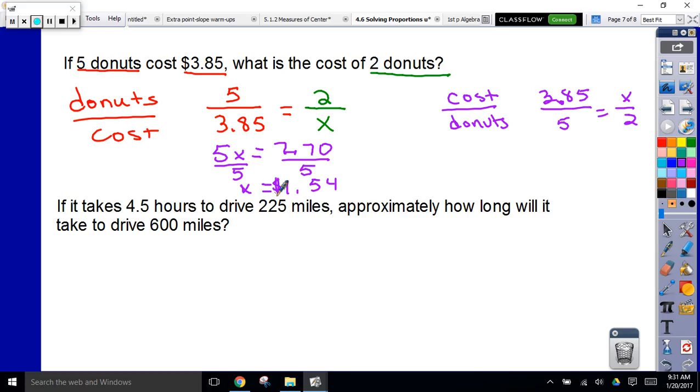Halen, tell me in words, no numbers, just in words, what two things are we comparing? Miles and hours. So we could put either number on top. Since he said miles first, I'm going to put miles over hours. Okay, if we look at our word problem, Jace, our first number is 4.5 hours. Do we know how many miles we can drive in 4.5 hours? Yes. How many? 225, okay.